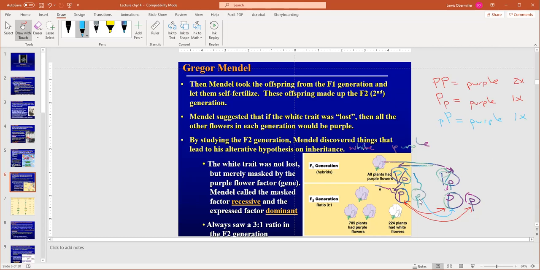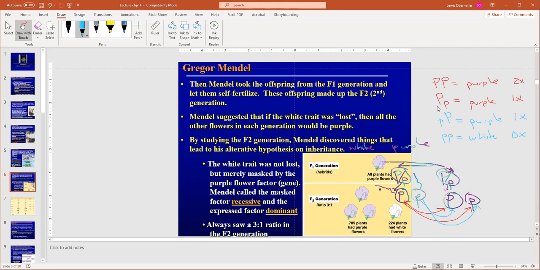And then this sperm fertilized this egg, and we would get little p, little p, which would be, both genes would be broken. So it would go to the default, which is white. And we would have zero doses of purple. Does that make sense?